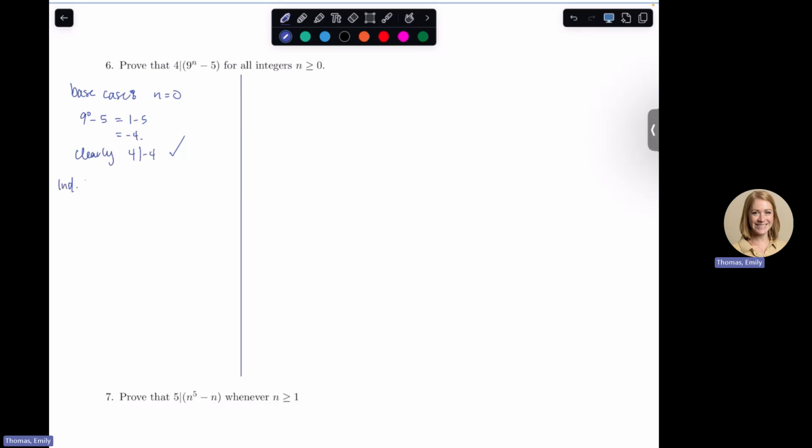For the inductive hypothesis, we're going to assume for some k greater than or equal to 0 that 4 divides 9 to the k minus 5. What does that actually mean? 9 to the k minus 5 can be written as 4 times some integer.